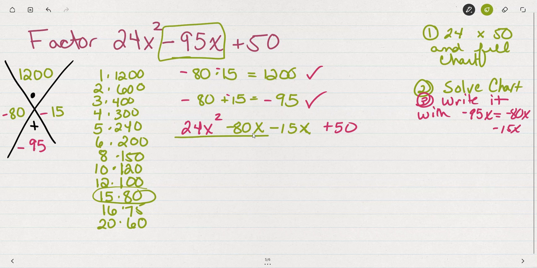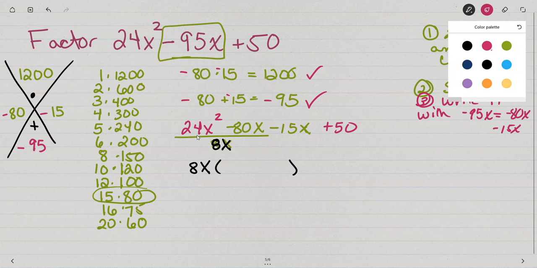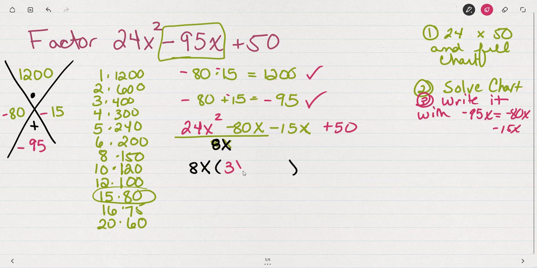When I group these two together, the greatest common factor for 24 and 80, I think, is going to be 8, probably. So I could divide 8x out of both of them. If I divide an 8x out, what do I have left? 24 divided by 8 is 3. X squared divided by x is x. So 24x squared divided by 8x is 3x. Negative 80 divided by 8x is negative 10.